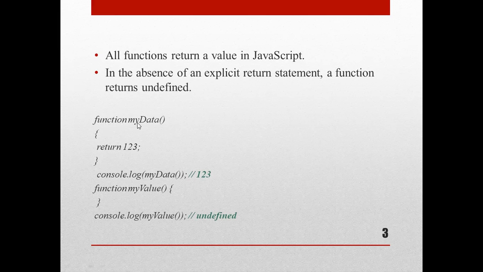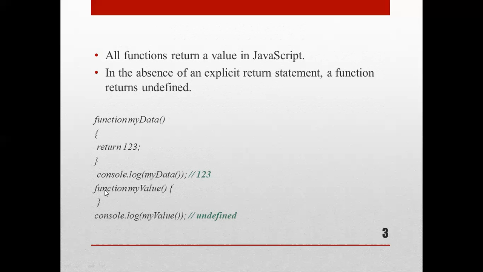Here, function myData is the function name, and the body of the function is return 1 2 3. This function will return 1 2 3, so console.log(myData()) will print it. Console.log is used for printing, and inside it we call the myData function to print what it returns. The output of that function will be 1 2 3.